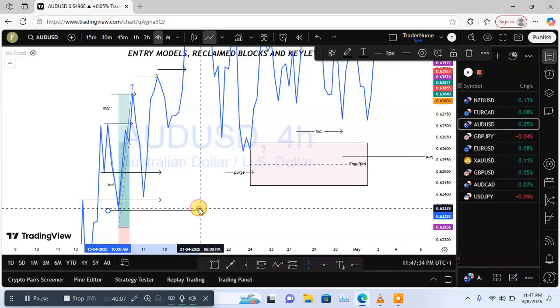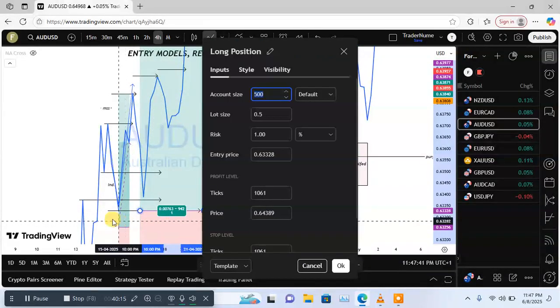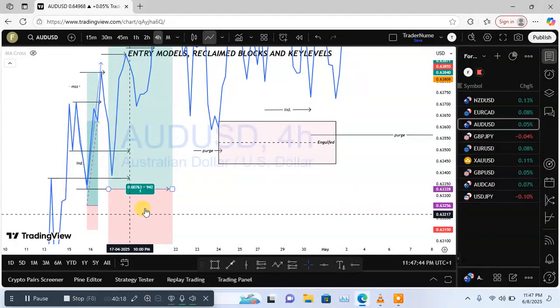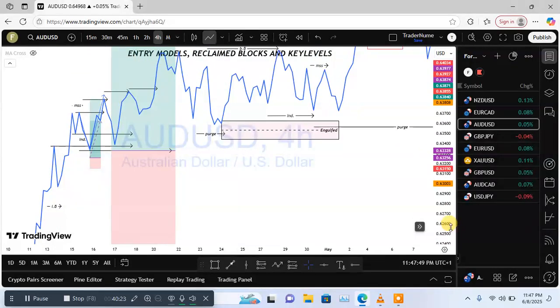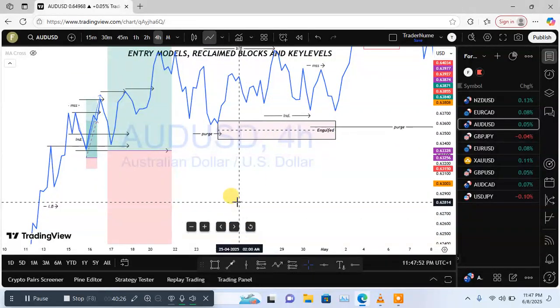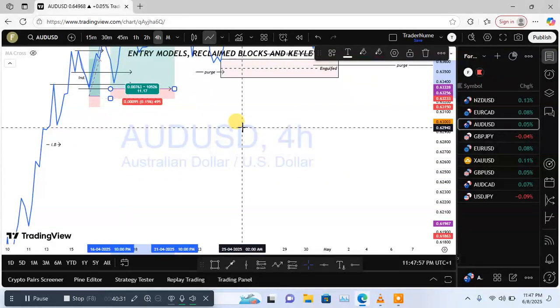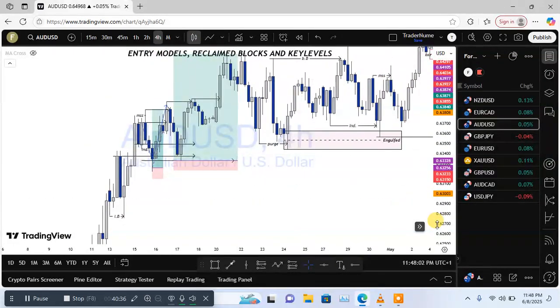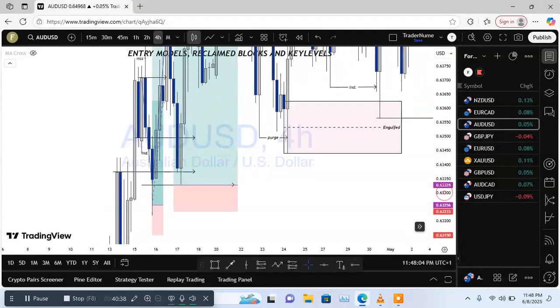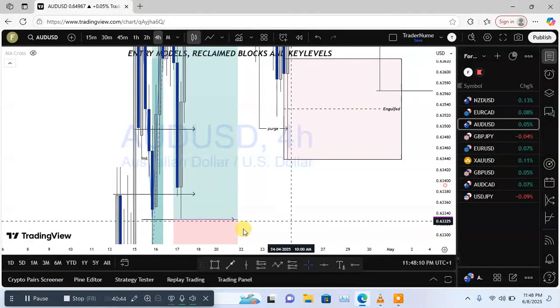So you see how price, we can even enter from here. If we enter from that key level just at that point, you see how price would just go there and respect that key level. You see how price respected it, like to the tip. To the tip. See how price respected it.